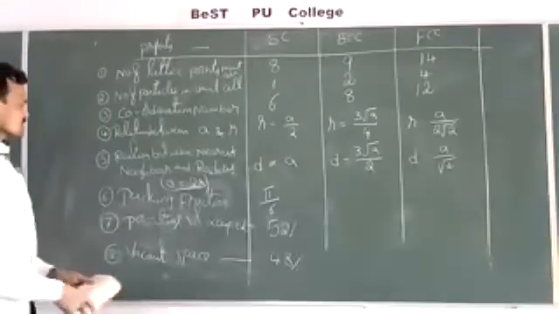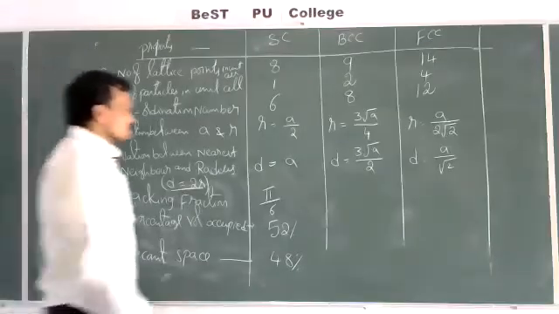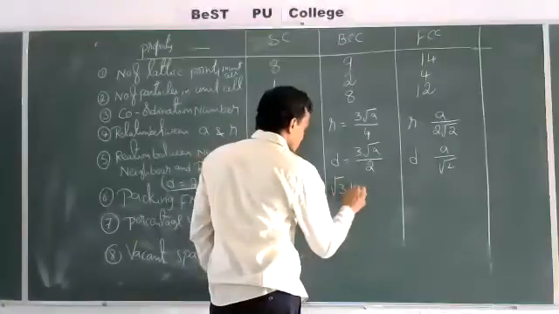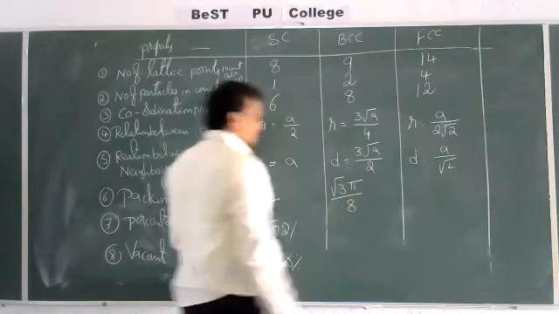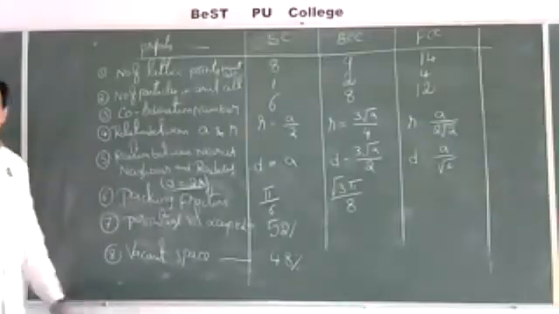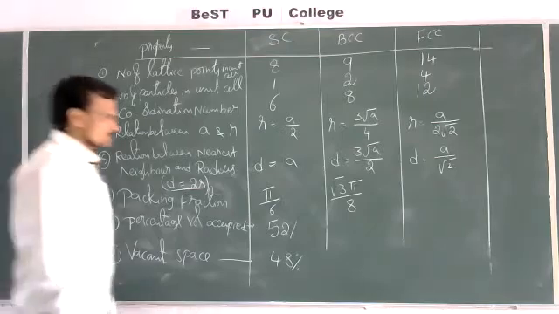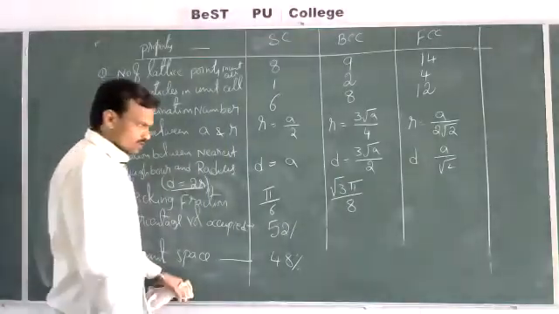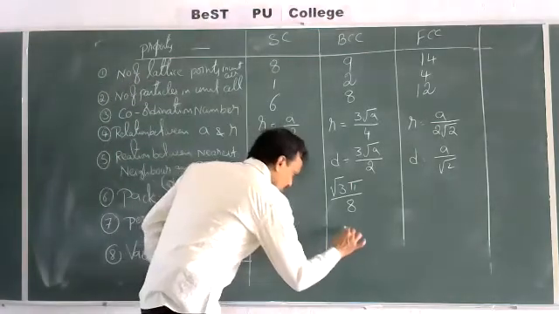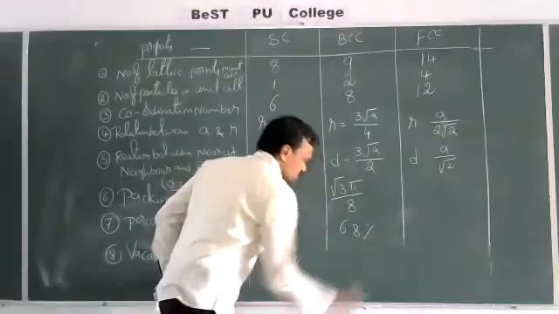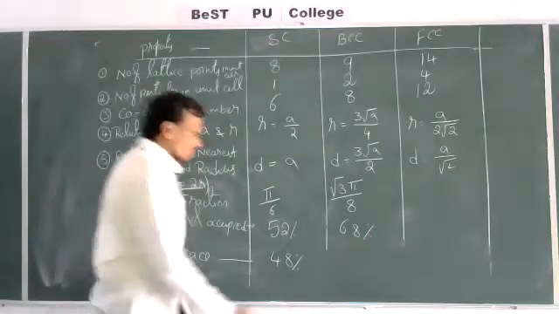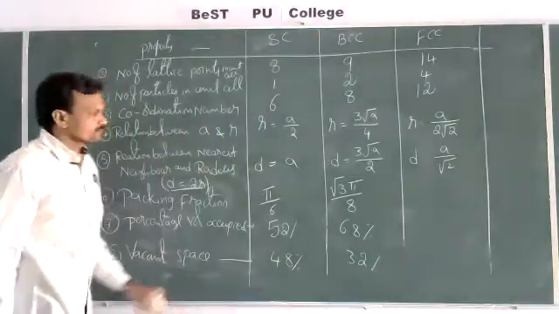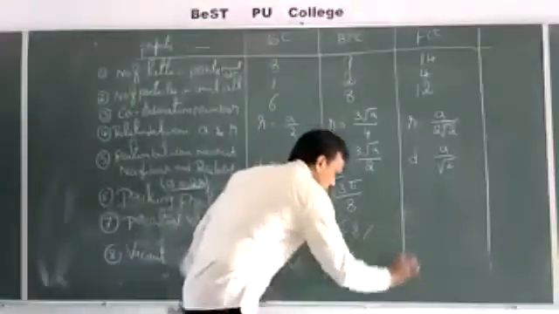In case of the BCC lattice, the packing fraction is equal to root 3 pi by 8. The packing fraction of the BCC lattice is root 3 pi by 8. This also came in the BCC packing efficiency calculation. And here the volume occupied is 68%. Then the vacant space is 32% in case of the BCC lattice.